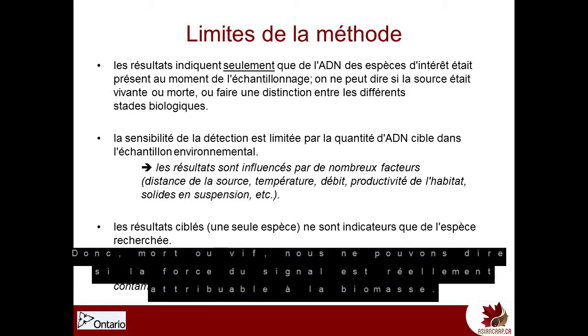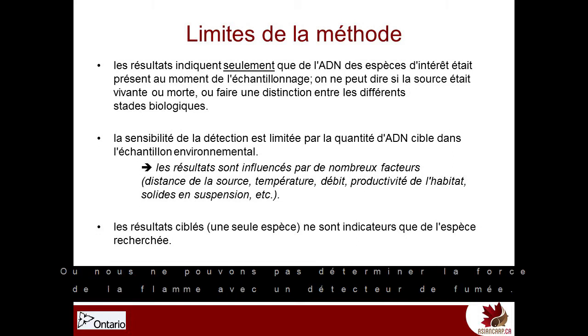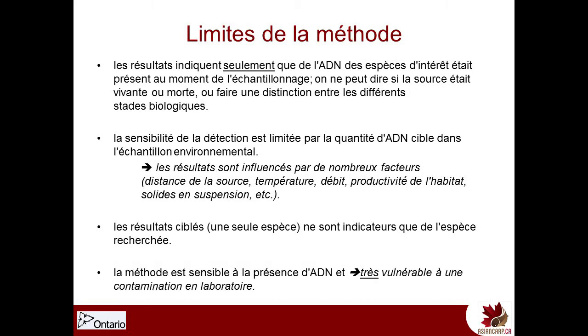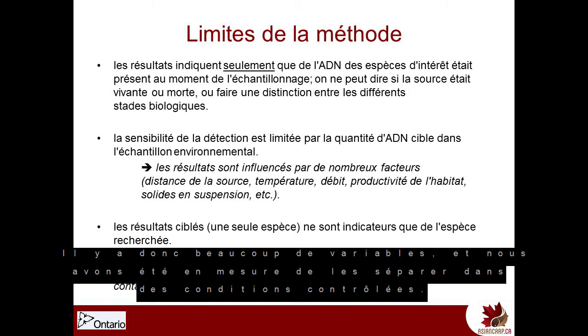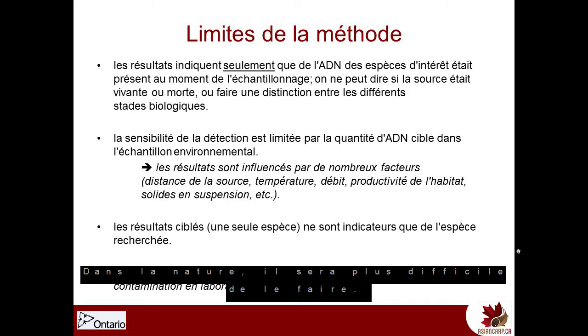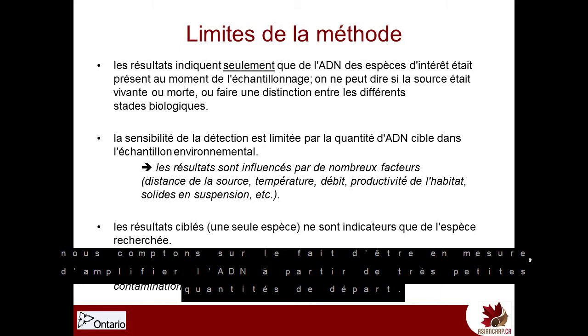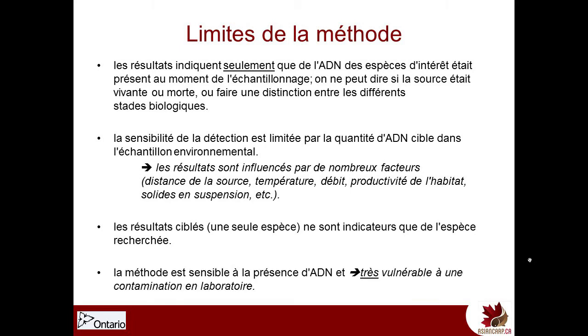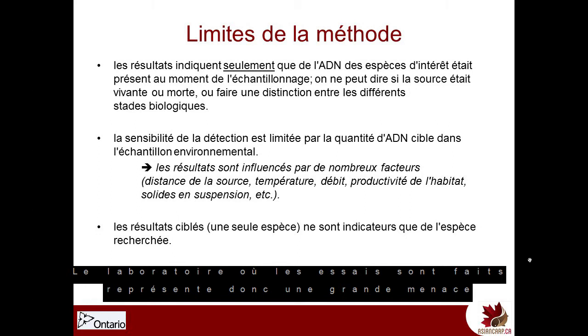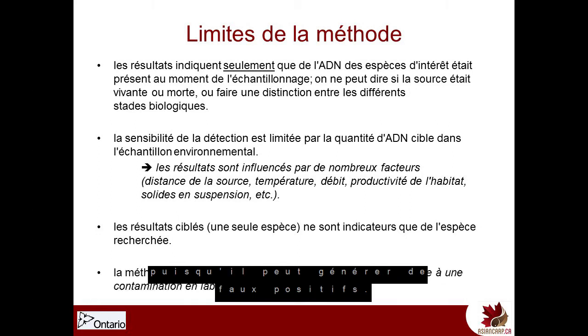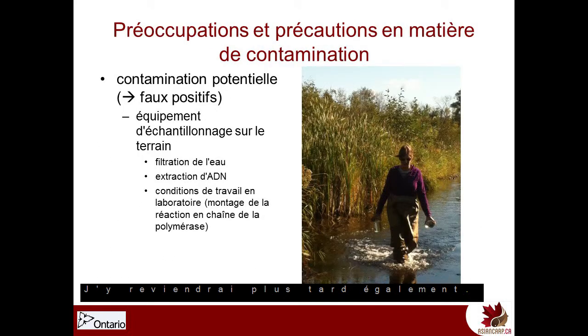And the signal strength is really driven by the biomass, how strong your flame is in the smoke detector analogy. We can't say whether it is one big fish or many small ones. So there are all these different variables going on. We were able to separate them under controlled conditions. In the wild, it's going to be more challenging because all of these variables could be at play. And one other thing to point out, I'll be coming back to this, is we're relying on being able to amplify DNA from very small starting amounts. So the lab that the work is done in is actually a huge threat to generating false positive results. And I'll come back to this later.